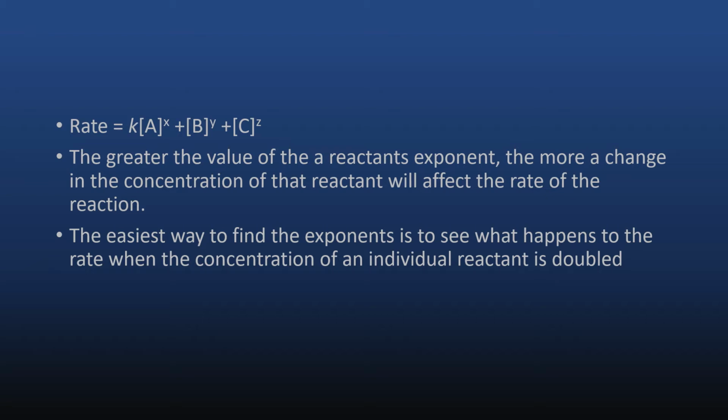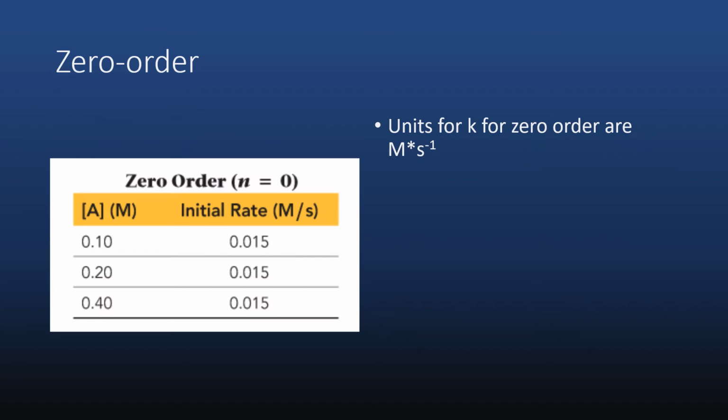So the easiest way to find the exponents is to see what happens to the rate when the concentration of individual reactants is doubled. And we're looking at initial concentrations. Okay, so for zero order, what we want to look at is that no matter what our concentration is, our reaction rate stays the same. So these are all the same. We doubled our concentration, our initial rate stayed the same. We quadrupled it from here to here, and our reaction rate is still the same. So that is a zero order. That's how you would recognize a zero order.